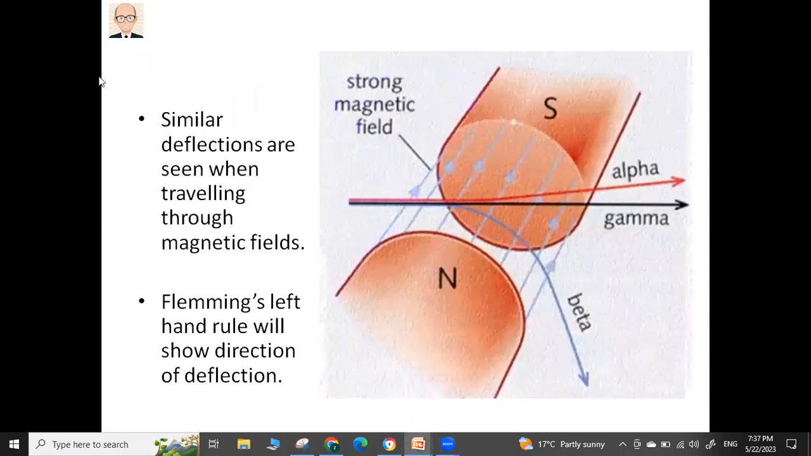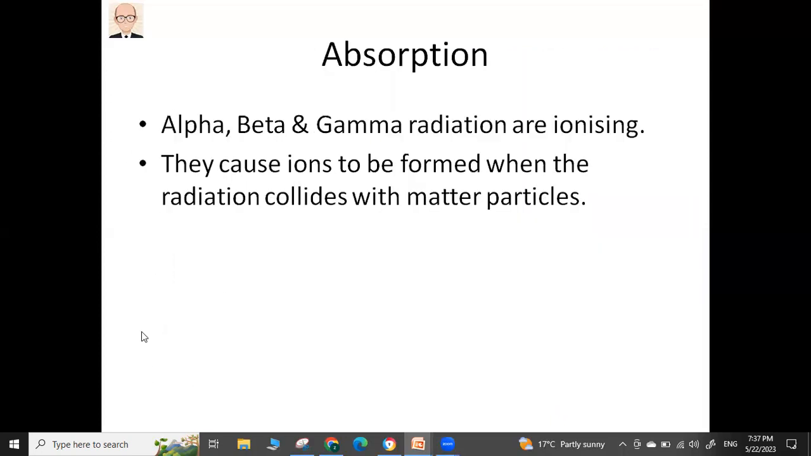And we will have a similar effect in a magnetic field. So if you look at a strong magnetic field, similar deflections are seen when traveling through magnetic fields. Fleming's left-hand rule will show the direction of deflection. Don't worry about Fleming's left-hand rule because we haven't studied it yet. When we study it, we will be able to find the direction of deflections of alpha, beta, and gamma.